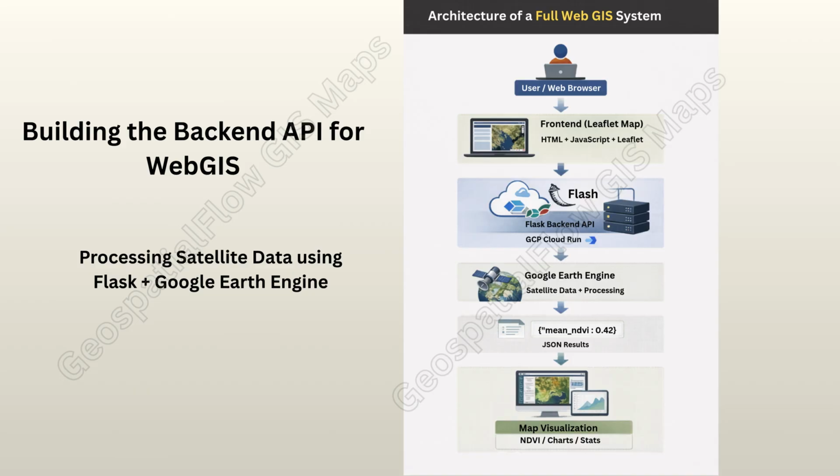In our last lesson, we successfully built the connection between Python and Google Earth Engine on our local machine. Now that the connection is ready, we are going to build the backend API for the WebGIS system. We will explore the use of the Flask backend framework, how it handles satellite data, and serve those results to the web interface.